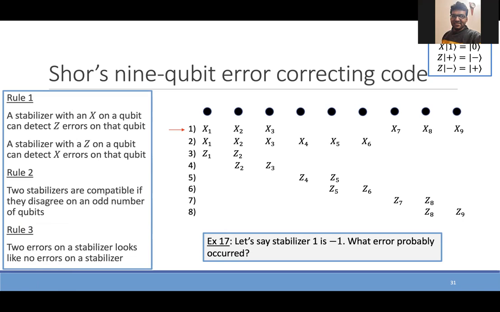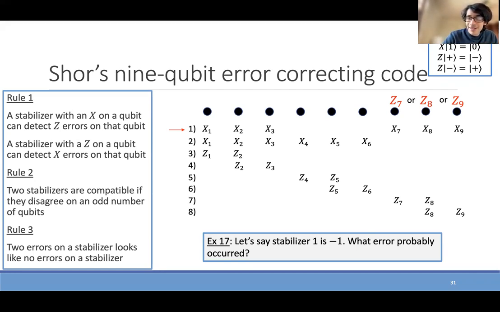Z7, Z8, Z9. Right, so this one's weird. If the first stabilizer flipped, it could have been Z7. That's the thing that flips the first stabilizer and nothing else. But it also could have been Z8, or it could have been Z9. And we can't tell the difference between those 3 things, which seems to be bad. If we think Z7 happened, but actually Z8 happened, that seems like we're not doing the right thing. So it seems like maybe Shor screwed up somewhere.